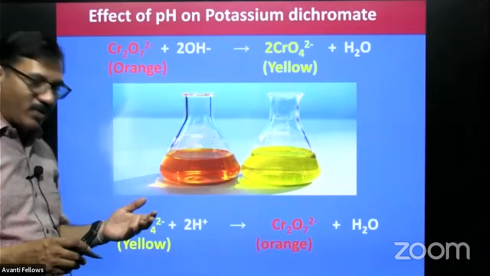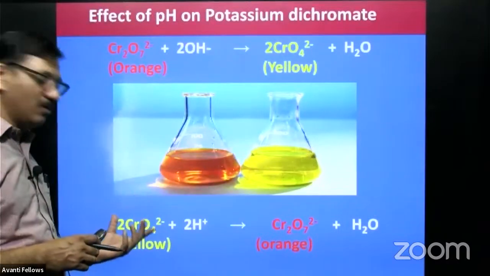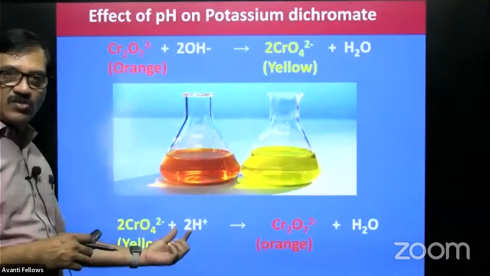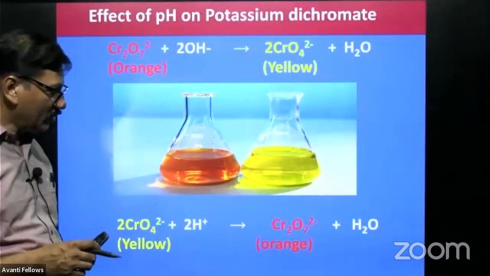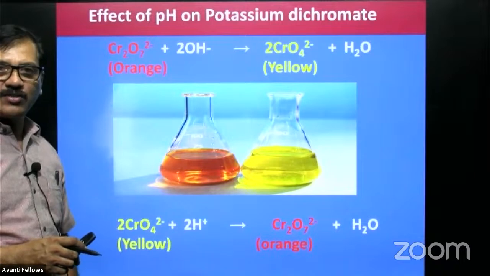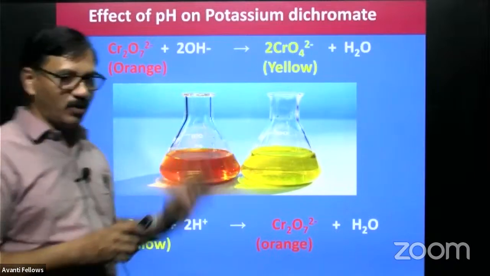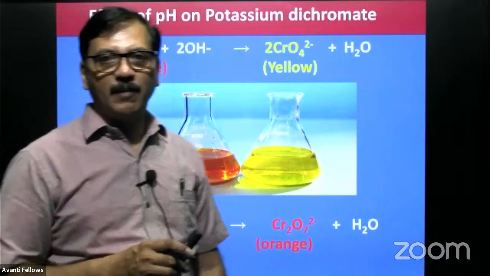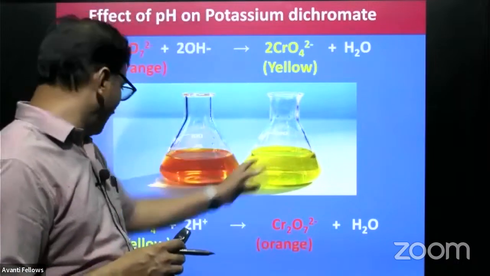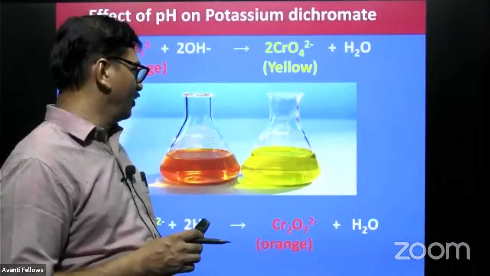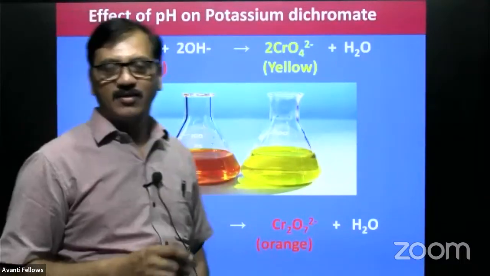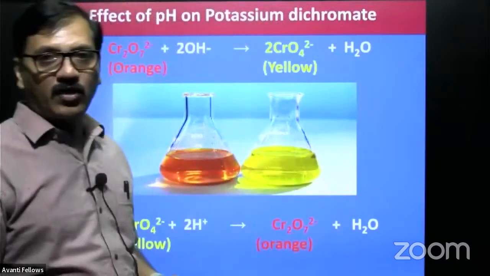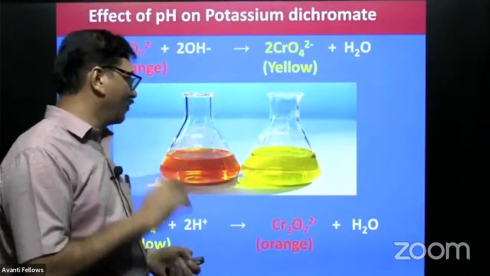Or you can do it the reverse way also. You can take this chromate ion and acidify it, and you are going to get dichromate, orange color. This change you can do by varying the pH value. When you want this, add H plus ion, and when you want the other, add a base, so that it is interconvertible, right? At pH 4, it is an equilibrium and we cannot distinguish.